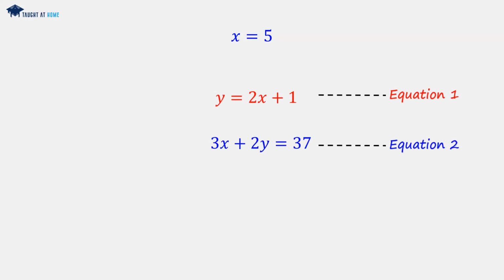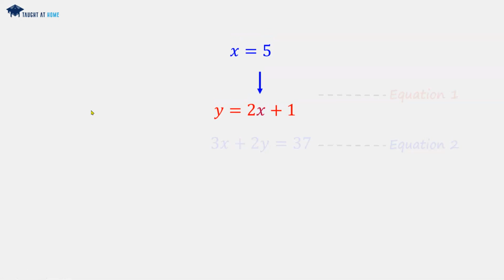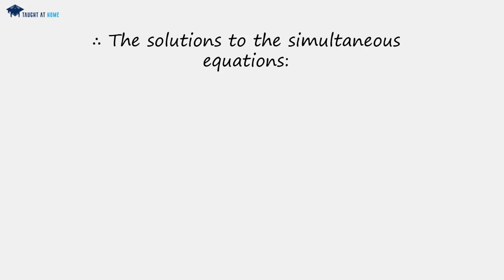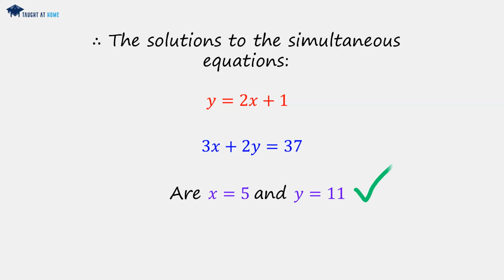So we look at our two equations and we can say, okay, which equation could we substitute this x value into? I would say equation 1 is probably the easiest, as we can just substitute x for 5 here and we'll get an expression for y. So substituting x equals 5 into the equation, we get y is equal to 10 plus 1, which is 11. So therefore, the solutions to the simultaneous equations, y equals 2x plus 1 and 3x plus 2y is 37, are x equals 5 and y equals 11.